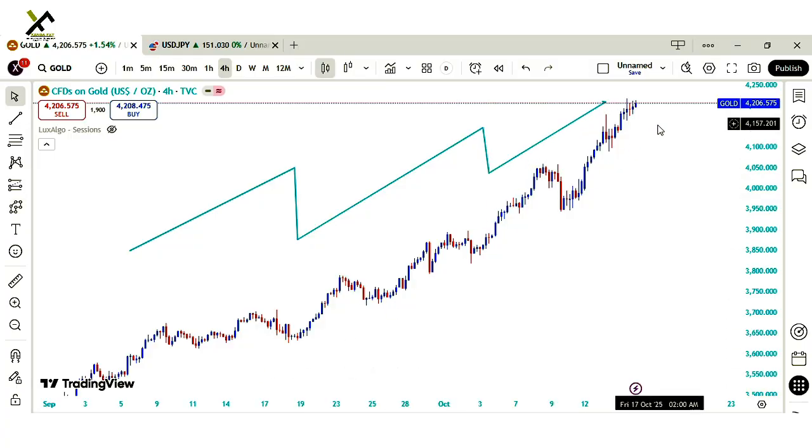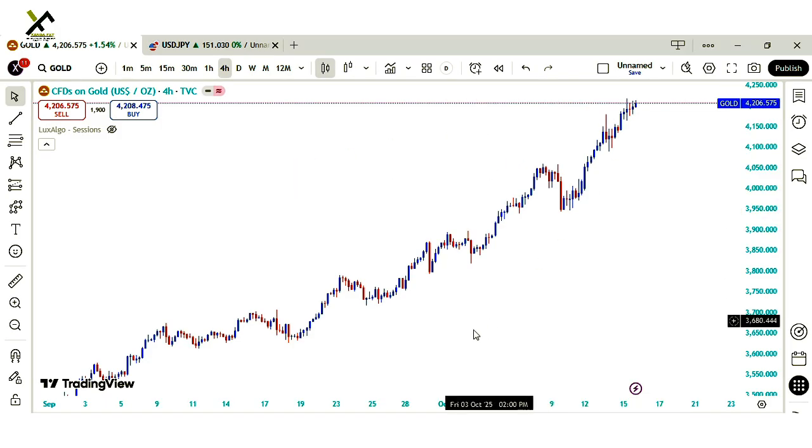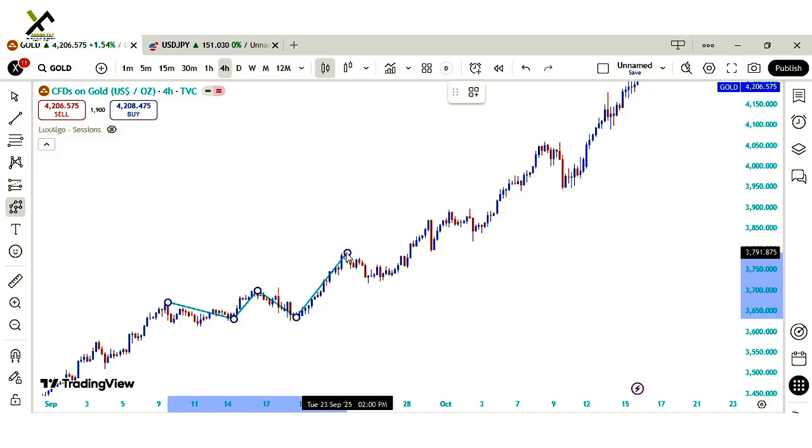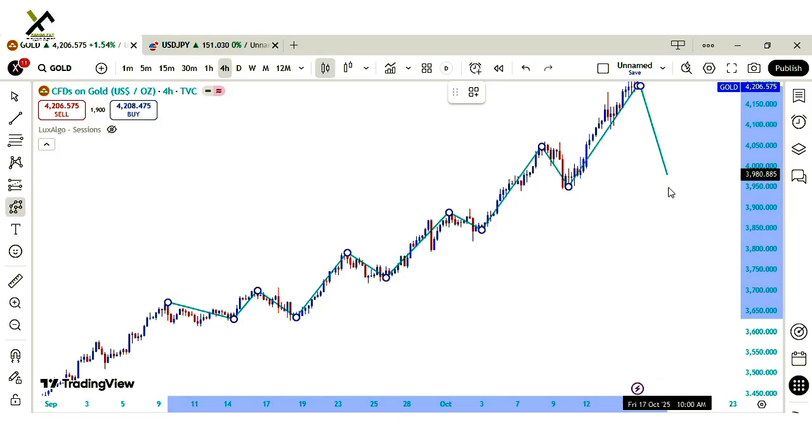Once you have identified your market bias, the next thing to do using this strategy is to mark out your market cycle. That is what we are going to do here now. This is my correctional wave, impulsive, correctional wave, impulsive, correctional, etc.